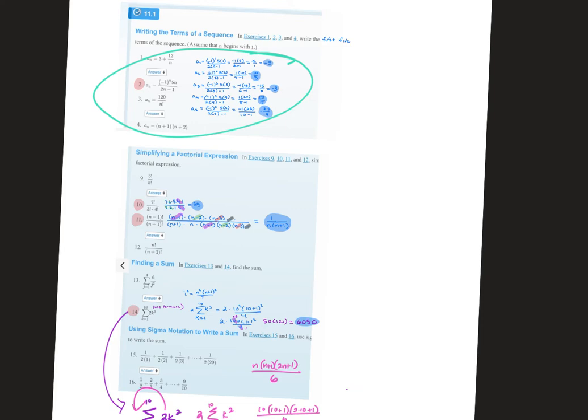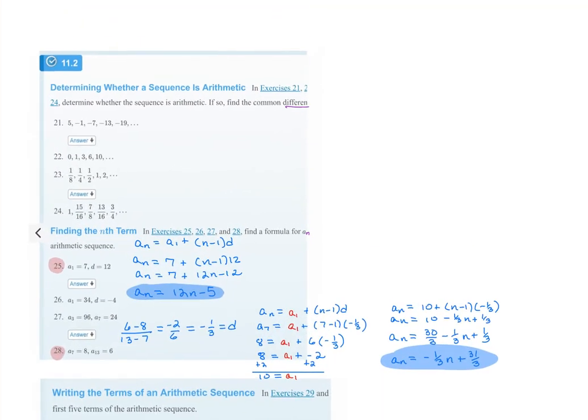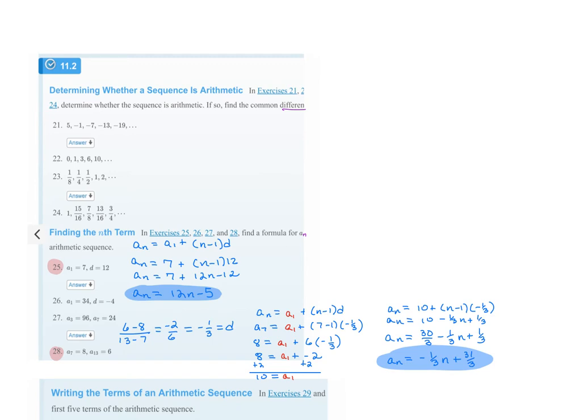And then you're going to see stuff with the factorials like 10 and 11. Obviously, 14 is the one we just went over. You don't have to find sigma notation, so you don't have to worry about anything like that. That's not highlighted. On the second page, we got into 11.2. This is where your sequence is arithmetic. So for 25 and 28, you set up the equation.